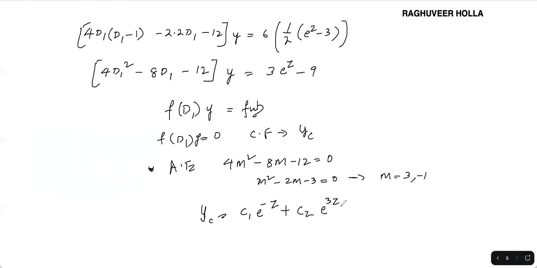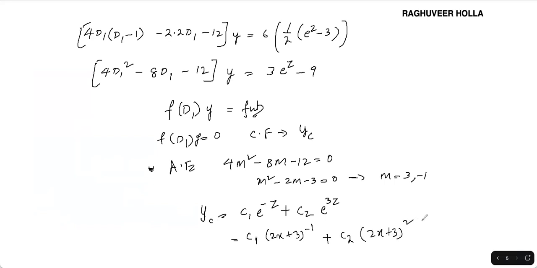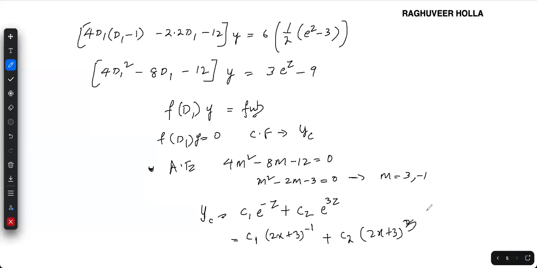This can be written, as we know what we have taken, as c1 (2x+3) to the power of minus 1, and c2 (2x+3) whole squared, whole cube, that is e to the power of 3z. So we got yc.